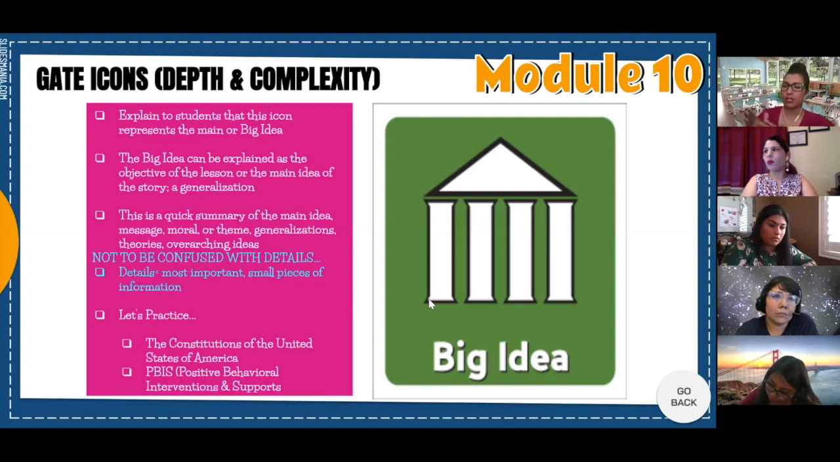So there are some Blackline masters and some resources that I'm going to share with you that are in our DLI team drive that have these things in printable copies for you to actually use with paper and pencil, or if you want to, you can turn them into the background of your slide if we need to do this virtually, and then have them insert text. You can do that as well.